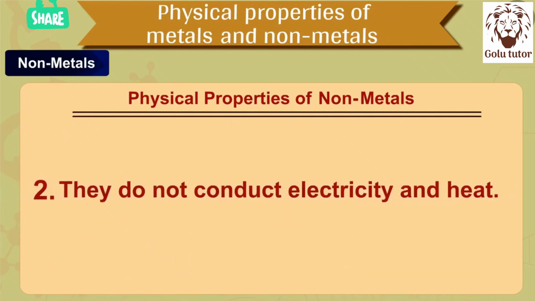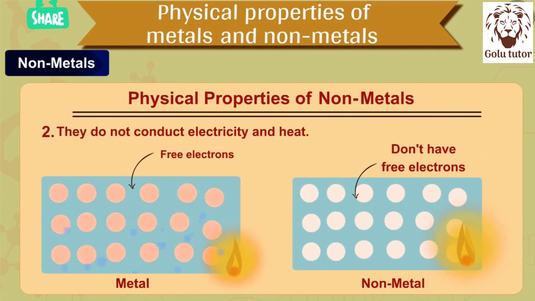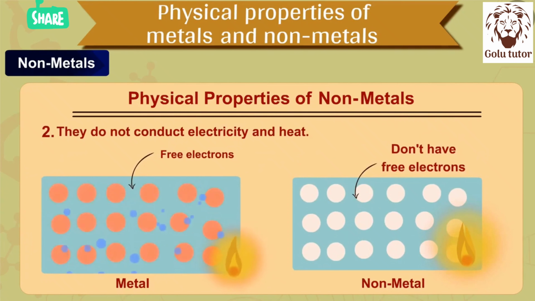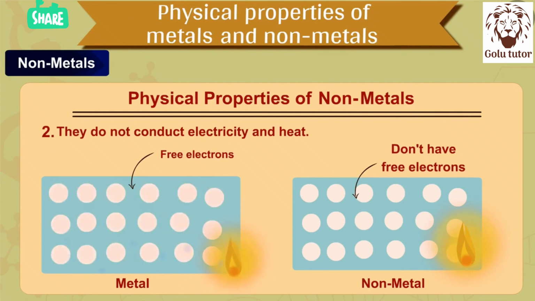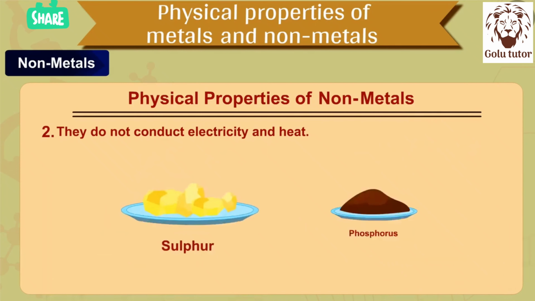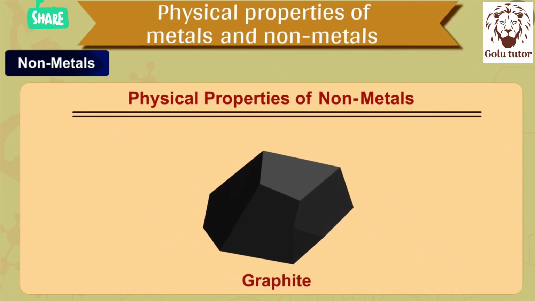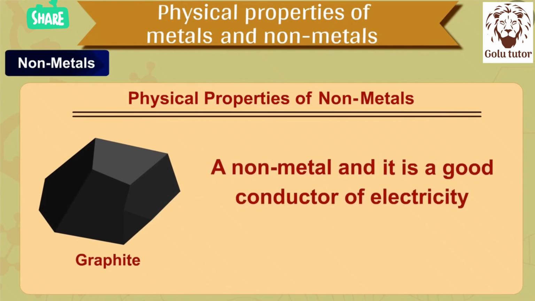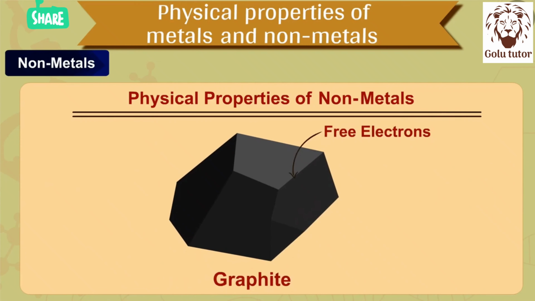The second property of non-metals is that they do not conduct electricity and heat. So students, unlike metals, non-metals do not conduct heat or electricity. Why? Because they do not have free electrons. For example, sulfur and phosphorus. You will be fascinated to know that graphite, which is a non-metal, is a good conductor of electricity. It is the only non-metal known to conduct electricity due to the presence of free electrons.